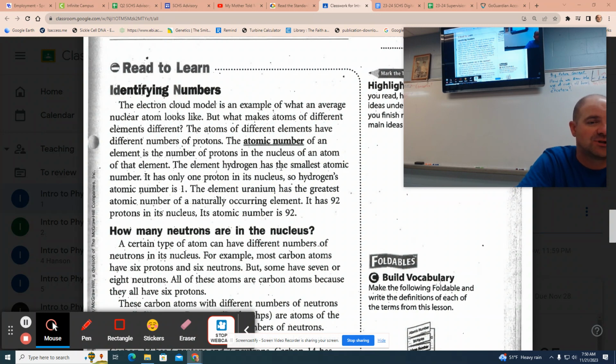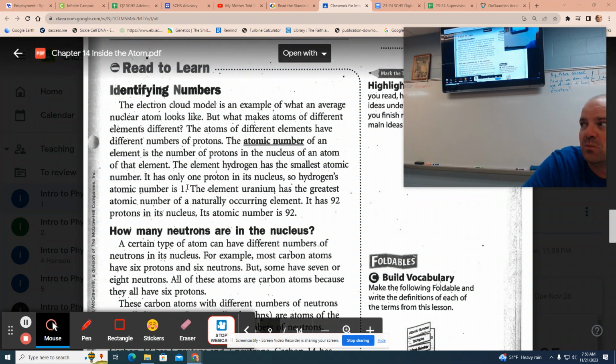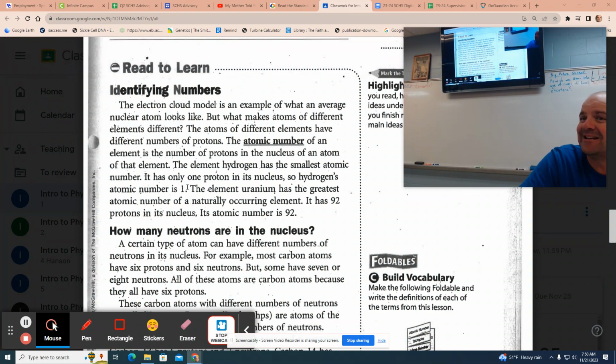The element hydrogen has the smallest atomic number. It has only one proton in its nucleus. So hydrogen's atomic number is 1. That's what gives it its identity. We talked about that yesterday, right? I think we put that in our notes.